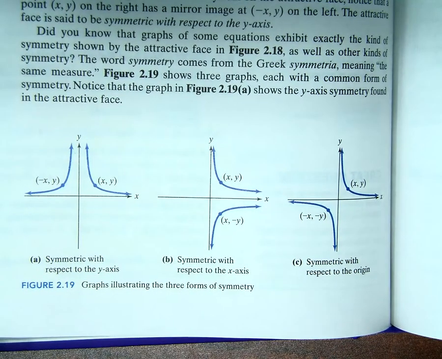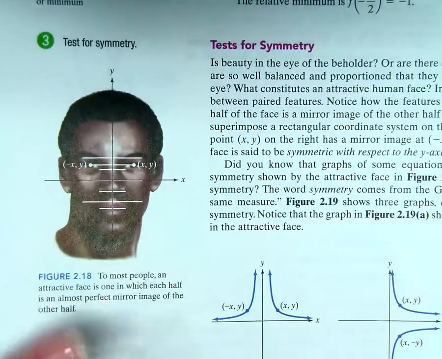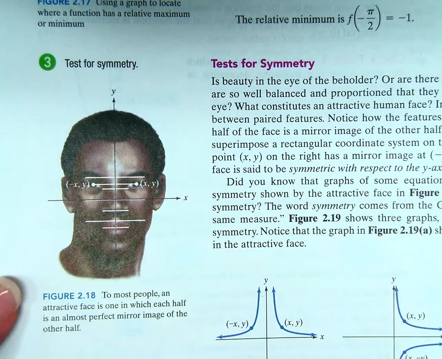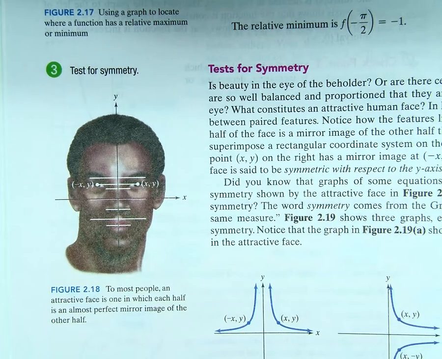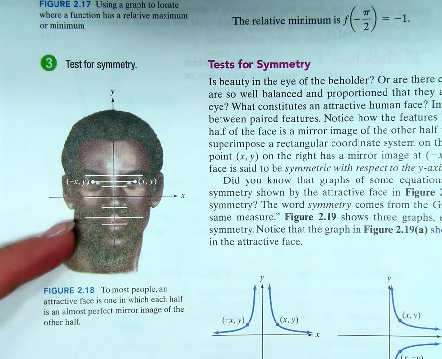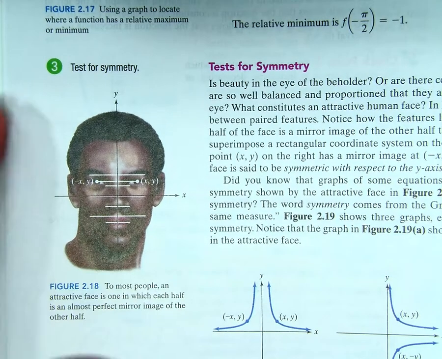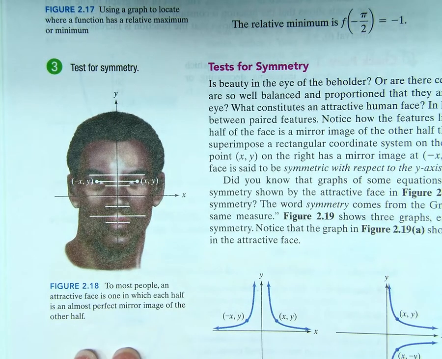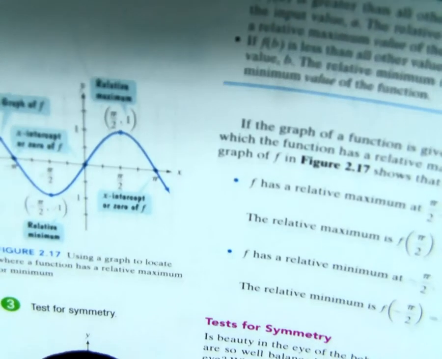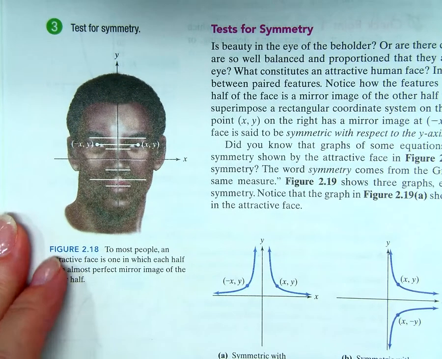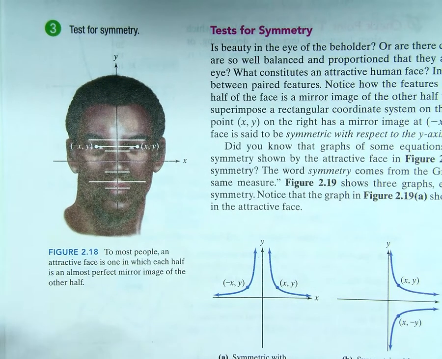All right? Now, this is interesting, this little figure to the side. It says, to most people, an attractive face is one in which each half is almost a perfect image of the other half. Now, I know it looks kind of creepy up there on the screen just because of all the lines and everything. If you look in the actual book, it's portraying what it's saying in the sentence. Does that make sense? Look at right here. See? The screen distorts it a little bit. I don't mean it to look like that, okay, but I can't do anything about it right now. You know what I'm saying though, right? Okay.